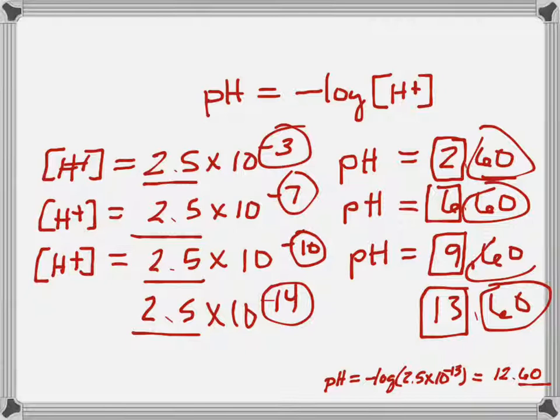Our answer for pH will always end in 0.60. No. If it's 2.5 times 10 to the something, it'll be 0.60. Otherwise, it'll be something else, like 3.2 times 10 to the something.